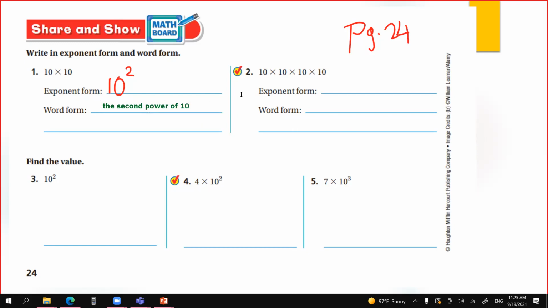Now, number 2. Here in the exponent form, how many times is 10 repeated? 4 times. Bravo. So how can I write it in the word form? Bravo. The fourth power of 10.